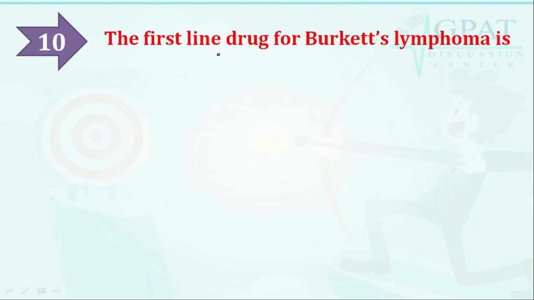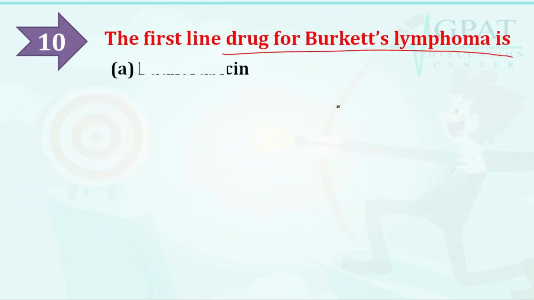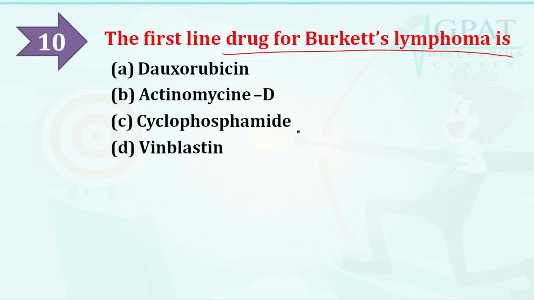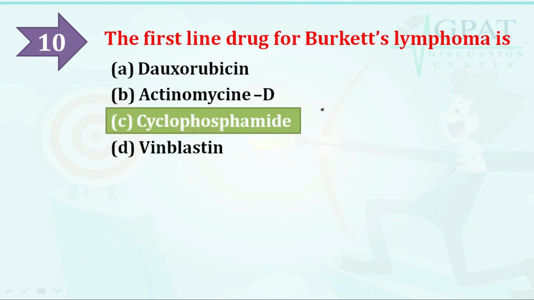The first line drug for Burkitt's lymphoma is, and the options are: doxorubicin, option B actinomycin D, option C cyclophosphamide, option D vinblastine. The correct answer is cyclophosphamide, used as the first line drug for Burkitt's lymphoma. Students, you can also learn like this: B and C, BCL. You can also try to make a mnemonic for learning.